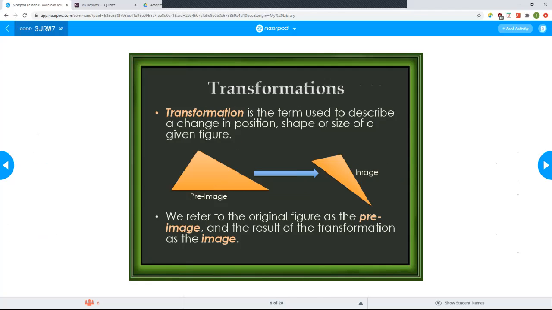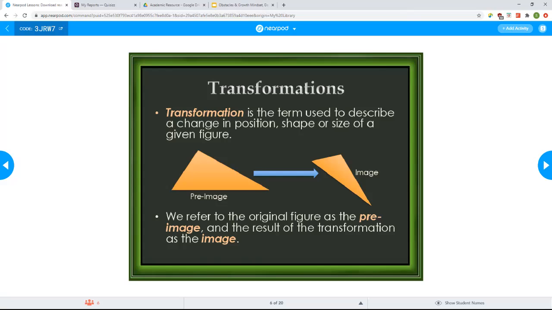All right, transformations. A transformation is the term used to describe a change in position, shape, or size of a given figure. We refer to the original figure as the pre-image and the result of the transformation as the image. This always confuses students because they hear image and they think that that's the original.